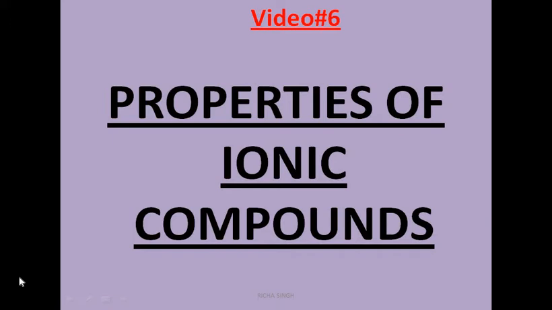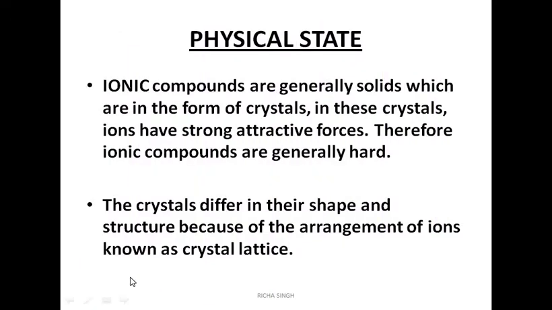These ions influence the properties of these compounds. So, we will discuss the properties one by one for ionic compounds. First, if we talk about the physical state, ionic compounds are generally solids which have crystals. In these crystals, the ions have strong attractive forces, and due to this force, they have a hard structure. Along with the hard structure, they may have luster also.